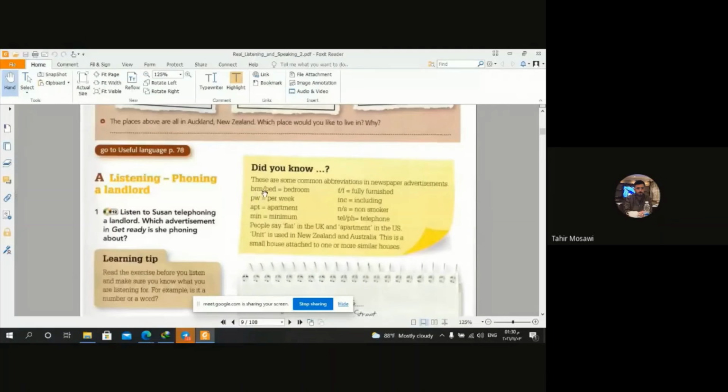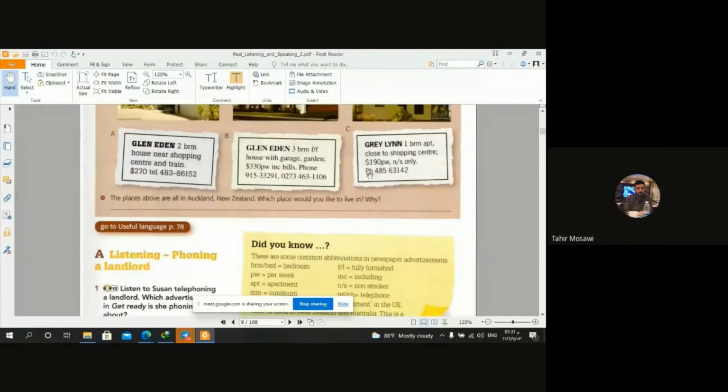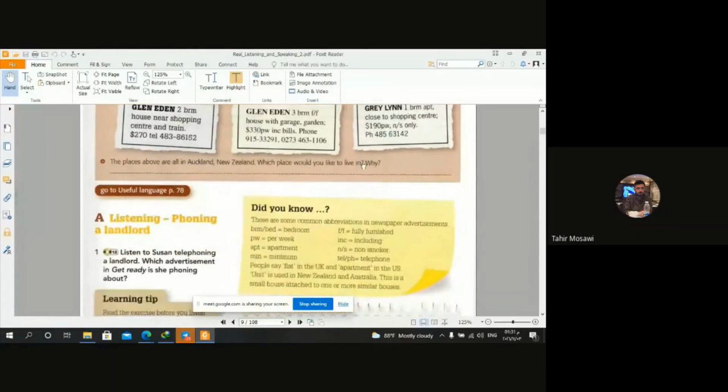Like BRM or bed refers to bedroom, PW refers to per week, meaning each week, APT refers to apartment, MIN or min refers to minimum, FF refers to fully furnished, INC refers to including, and as for non-smokers, tel or PH. As you see in the ad, sometimes it says PH and sometimes tel, an abbreviation for telephone number.